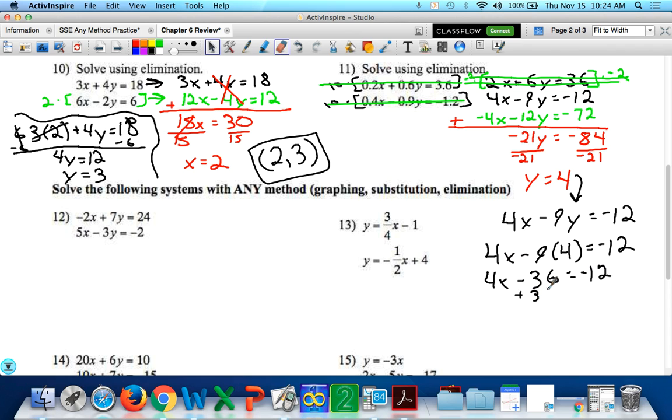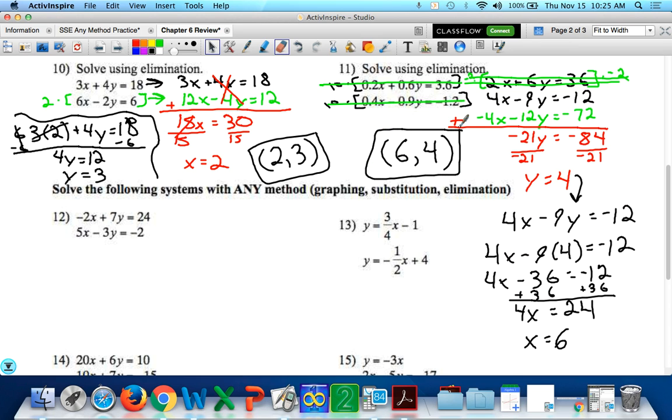Add 36 to both sides. 4x equals 24, meaning x equals 6. Divide by 4, divide by 4, x equals 6. My answer then is 6, 4. Just found some room to write it, that's all.